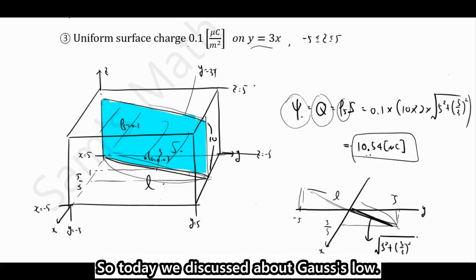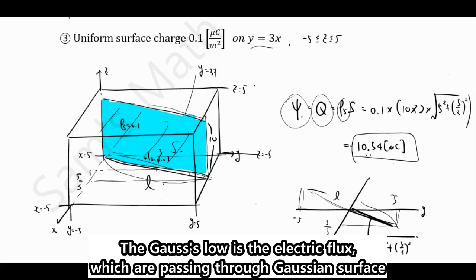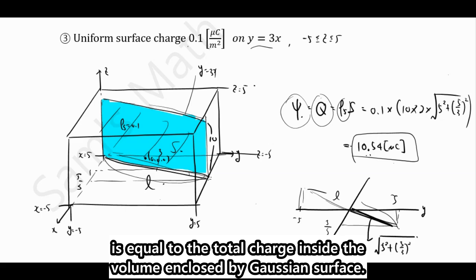So today we discussed Gauss's law. Gauss's law says the electric flux which is passing through the Gaussian surface is equal to the total charge inside the volume enclosed by the Gaussian surface.